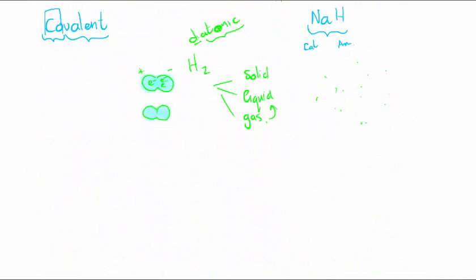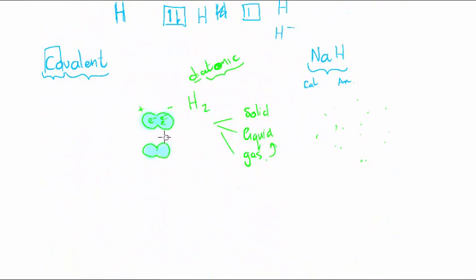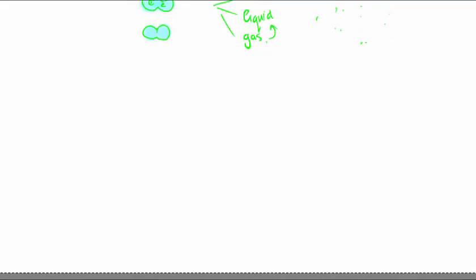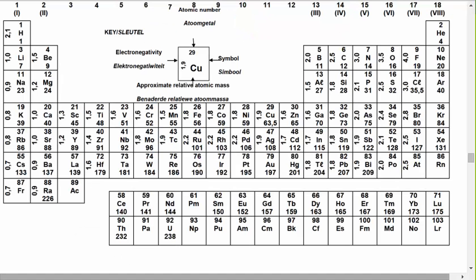Okay, as I said, this is called a covalent bond. So a covalent bond means I'm sharing my electrons. Let's look at another covalent bond. Oxygen. How am I going to draw it? Let's draw it like this. Oxygen.